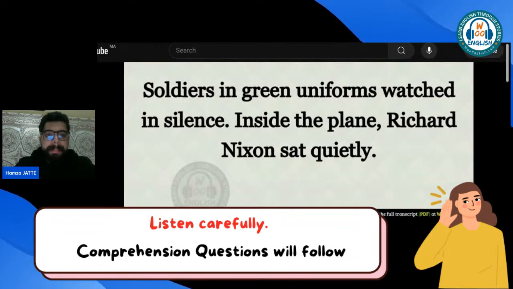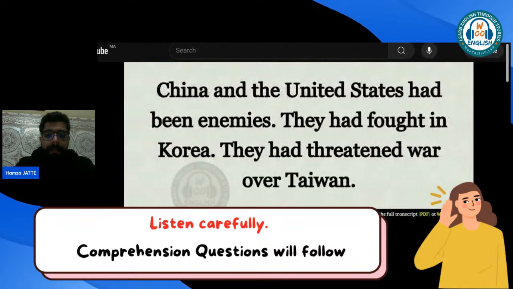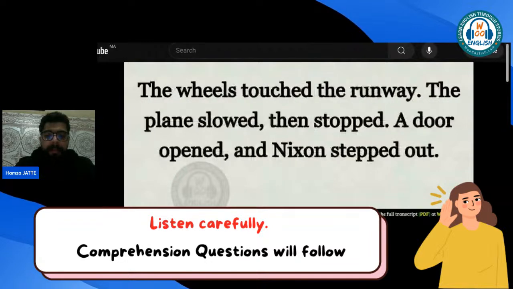Inside the plane, Richard Nixon sat quietly. His hands rested on his lap. His heart pounded in his chest. He was about to make history. For years, China and the United States had been enemies. They had fought in Korea. They had threatened war over Taiwan. They had lived in the shadow of the Cold War, never speaking, never meeting. Now, that was about to change.